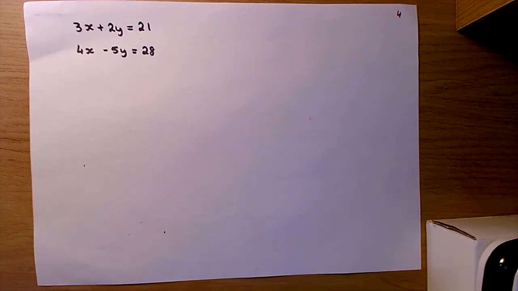The first thing we want to make sure of is that they look the same. Okay, they look similar. So again, they do. We have 3x over 4x, so our x's are lined up. We have 2y over minus 5y, our y's are lined up, and then over on the right hand side of our equal sign, we have our constants.